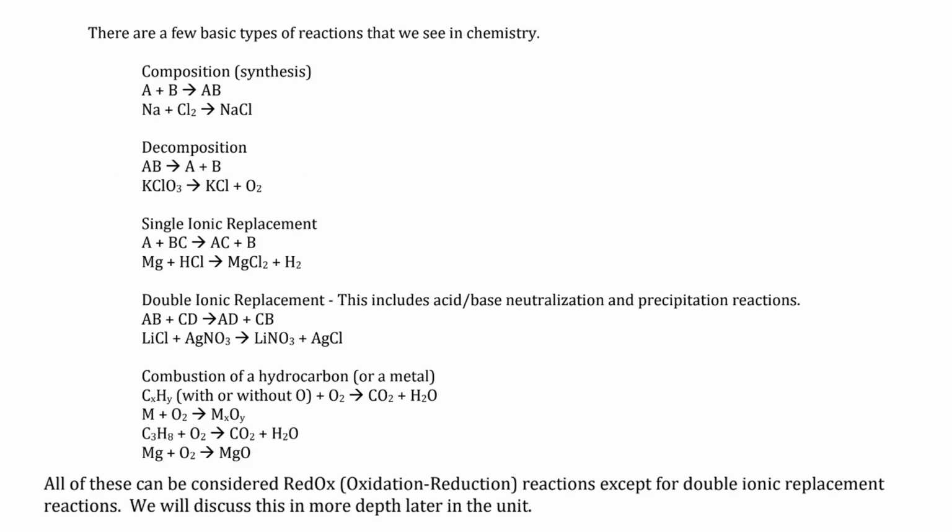So remember the few types of reactions that we've seen in chemistry. Composition or synthesis is a combination: A plus B produces AB. Decomposition, breaking down: AB produces A and B. Single ionic replacement, meaning one ion kicks off another and takes its place. Double ionic replacement, they switch places completely. You have two partners that swap with each other. Acid-base neutralizations and precipitation reactions are part of this.